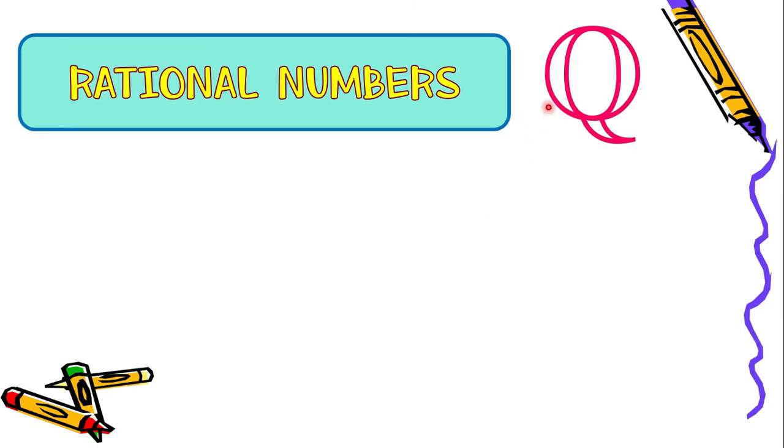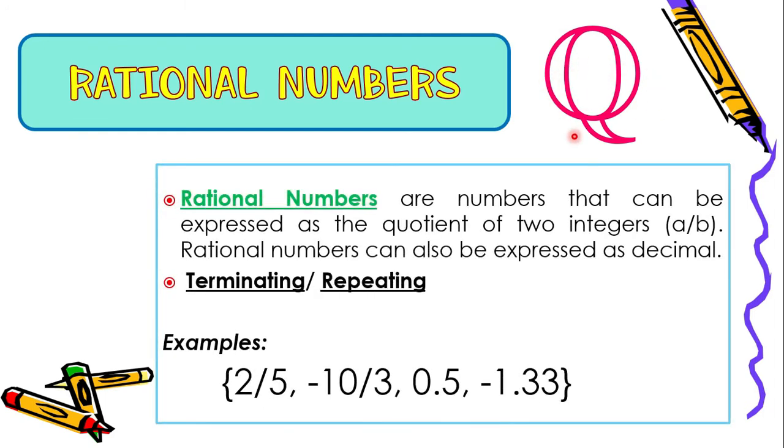Now we have rational numbers. For representation, we have capital Q. Rational numbers are numbers that can be expressed as the quotient of two integers, A over B, and rational numbers can also be expressed as a decimal. Those numbers can be terminating or repeating. Like for example, 2 over 5, negative 10 over 3, 0.5, or negative 1.33. So in rational numbers, if you convert those fractions into decimals, your decimals must be terminating or repeating numbers.